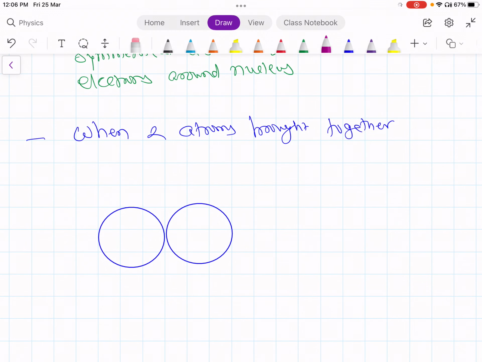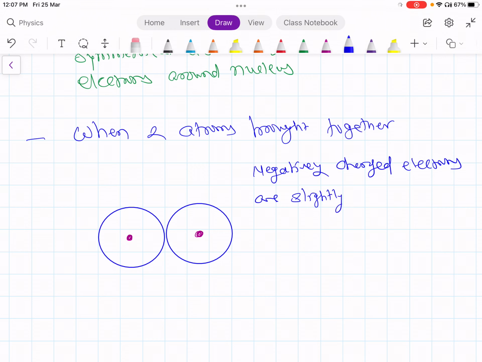Both these atoms have a nucleus at the center. Then what will happen to the symmetrical distribution of electrons? These electrons are negatively charged, so these negatively charged electrons are slightly attracted or drawn towards the nucleus of the other atom. There will be an attraction between the nucleus of one atom and the electrons of the other atom.